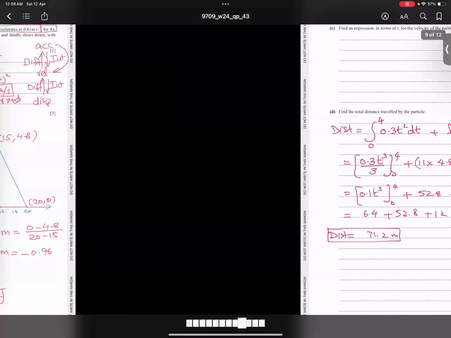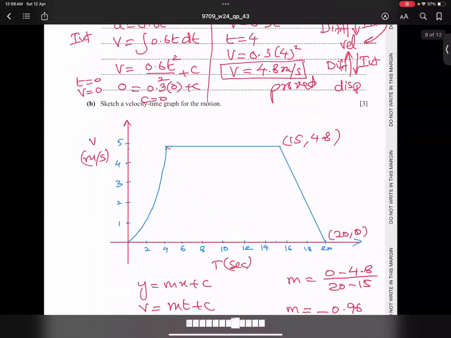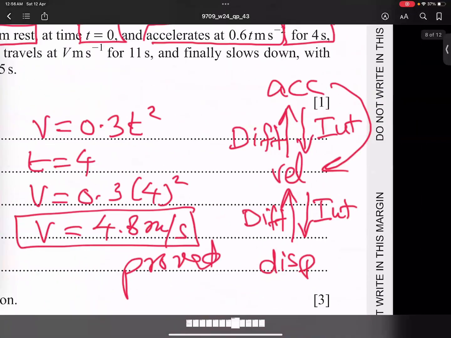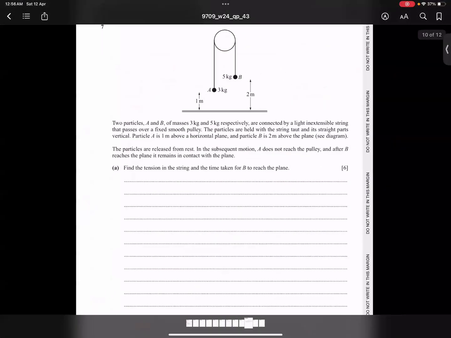So in this question, students, the main problem is the diagram and the differentiation and integration criteria. So let's go for question number 7.